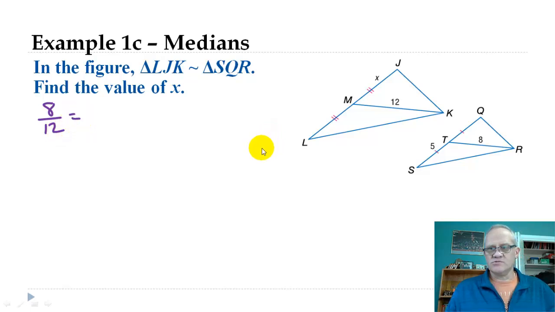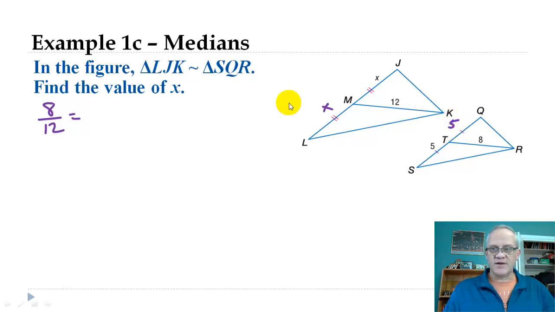And now, whoa, this looks a little different because we don't have one whole side that we can set up. On this one, between S and T, it's 5. And on this one, between J and M, it's X. Before we talked about the whole side and the whole side, and we don't have the whole side. You could approach this two different ways. Since it's a median, remember it splits these into two equal parts. So if that side's X, this side is also X. And here, if that's 5, this side is also 5.